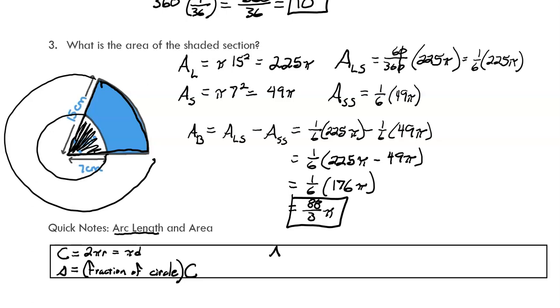An area, you know, is pi r squared. But if I'm wanting the area of a sector, then I use that fraction of the circle and multiply it by pi r squared.